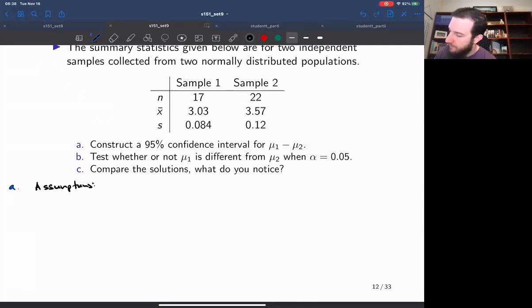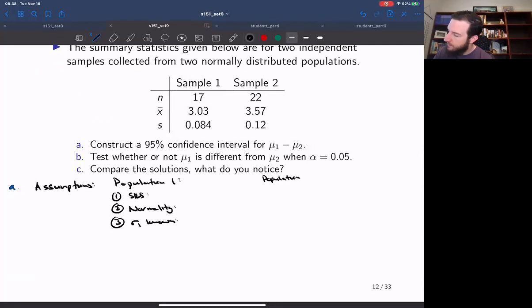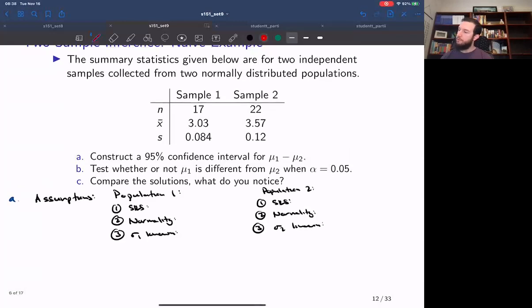Actually, I'll write these up here. So we're going to have our assumptions for population one. Okay, so we'll have SRS, normality, sigma one known, right? And then we'll have the same thing for population two. SRS, normality, sigma two known, right?